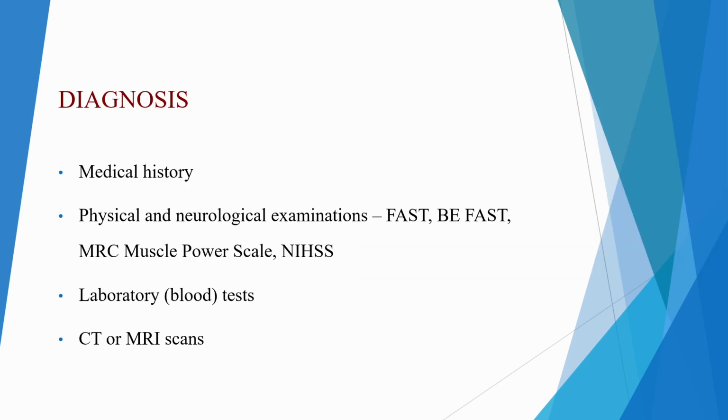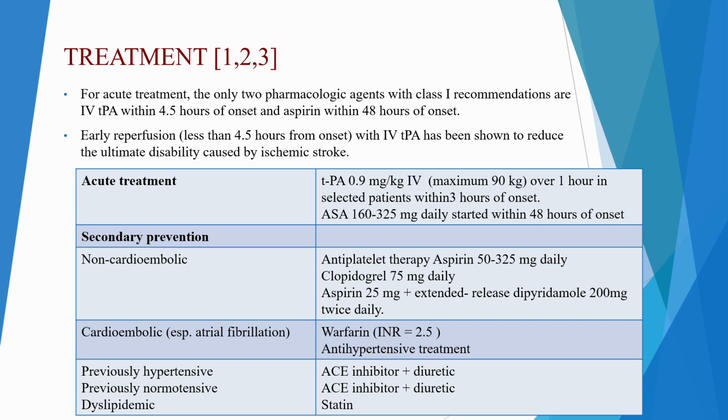Diagnosis. Diagnosis involves patient history, neurological exams like FAST and NIHSS, and imaging such as CT or MRI. Treatment. The main treatments include IV tPA within 4.5 hours and aspirin within 48 hours. Blood pressure control and sometimes surgery like carotid endarterectomy may be required. Detailed treatment is as shown in the chart.